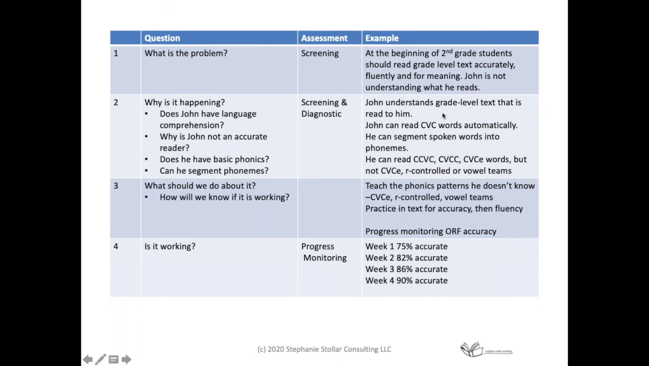So does John have language comprehension? Simply reading the grade level text to him and asking questions could help to answer that. So in this case, this example that I'm using, language comprehension is ruled out very simply. Then we would ask questions related to his word recognition skills. We might have some data from the screening assessment. For example, if we were using Acadience Reading, we would screen with nonsense word fluency at the beginning of second grade. And let's just say in our example, he can read CVC words perfectly accurately and automatically.